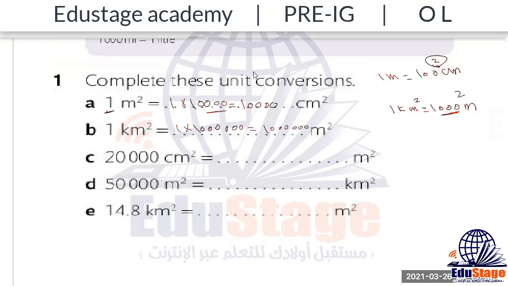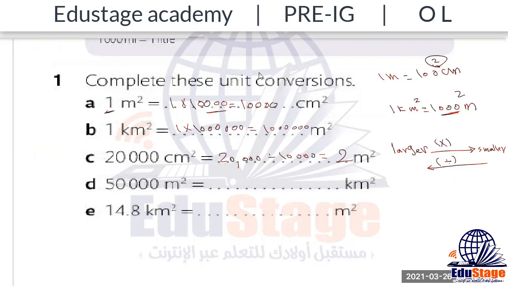Letter C, 20,000 square centimeters equals how many square meters? Guys, you know that from larger to smaller we multiply, and from smaller to larger we divide. So here we need to divide. Muhammad Aslan, correct? Yes, correct. So we divide by 10,000 equals 2 square meters.